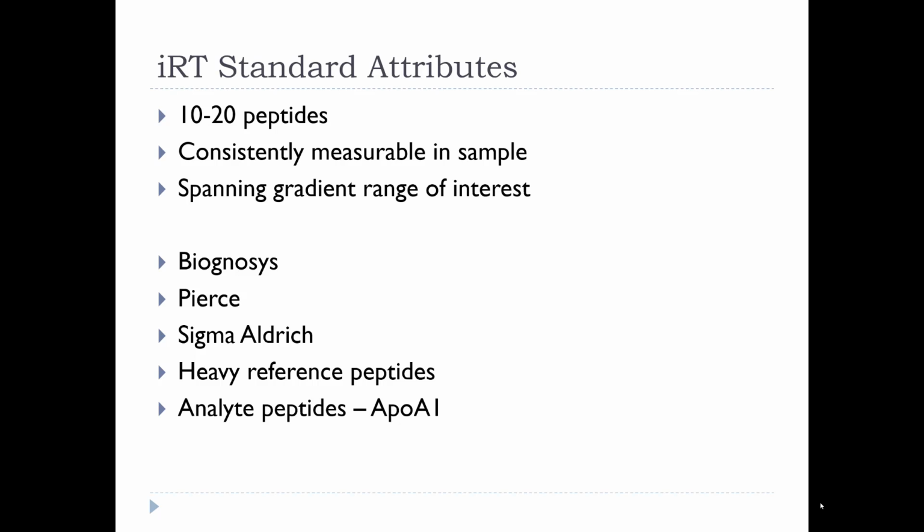So if you're not just going to buy a standard and inject it, this is what you need to have: a good set of peptides that you can do this kind of alignment on. You want 10 to 20 peptides at least, and they need to be consistently measurable in the sample. If they're coming and going, and you can't measure 20 samples and get every peptide every time, then maybe they're not a good choice. And then you want them to span the gradient of interest as much as possible.